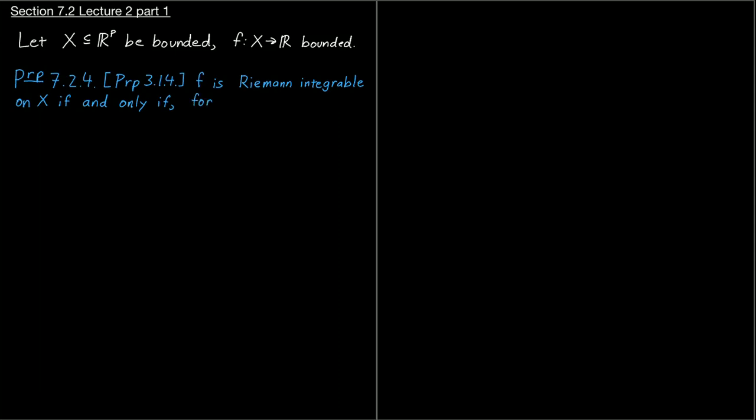for all positive numbers epsilon, there is a rectangular cover P of X with the upper and lower Darboux sums of F over that cover. The upper sum is always bigger, the lower sum is always smaller, but it's integrable if you can get them as close as you like. Next proposition.